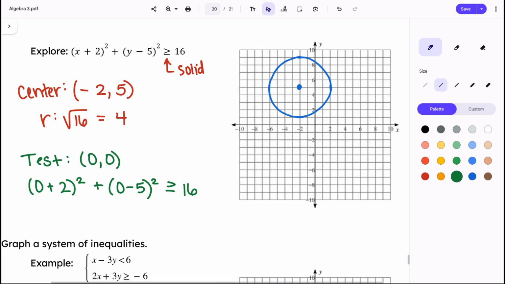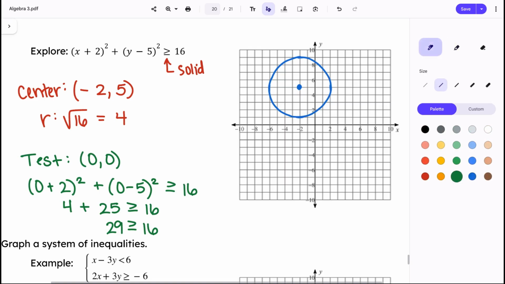It's not just 0. Because what's 0 plus 2? 2. So 2 squared is 4. 0 minus 5 would be -5. What's -5 squared? 25. Then we would have to add those. So that's 29. Is 29 greater than 16? Yes. So I do want to include 0, 0 this time.